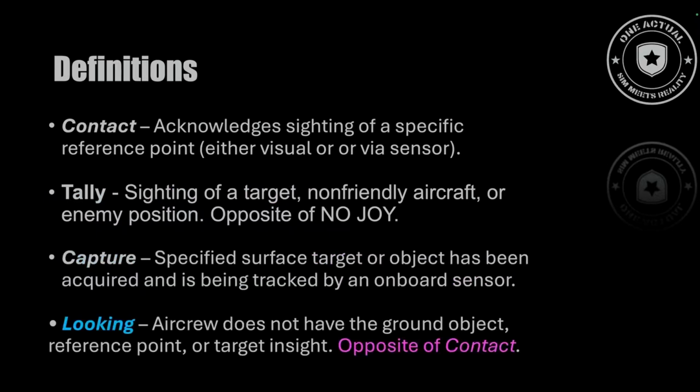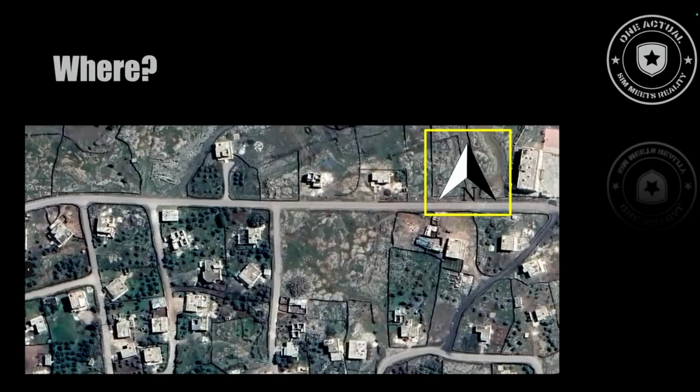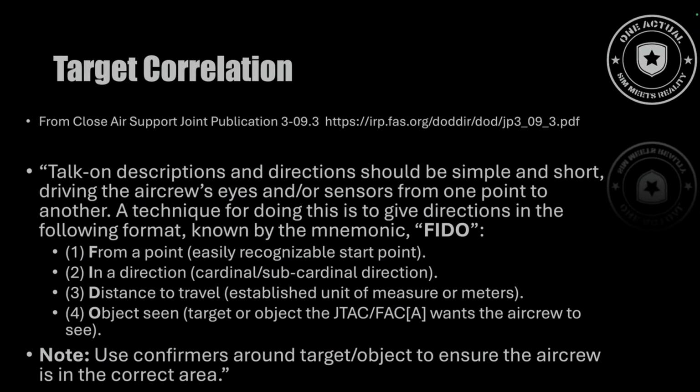And then looking is the opposite of contact. As opposed to saying something like, I don't know, I was looking over here, just say looking. Keep the comms clear. We have to understand where our starting point is and where we're trying to get to. So target correlation, talk on descriptions, and direction should be simple and short. I want to repeat that. Simple and short. Driving the aircrew's eyes and or sensors from one point to another.